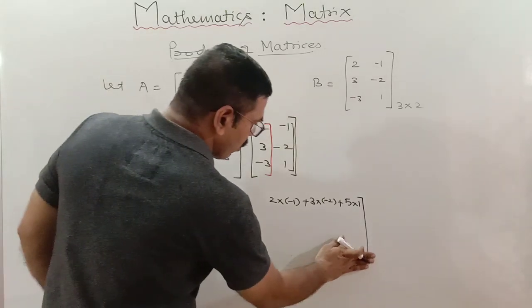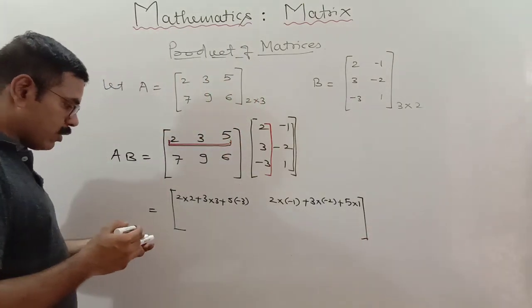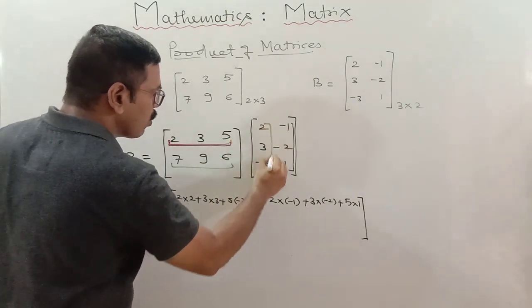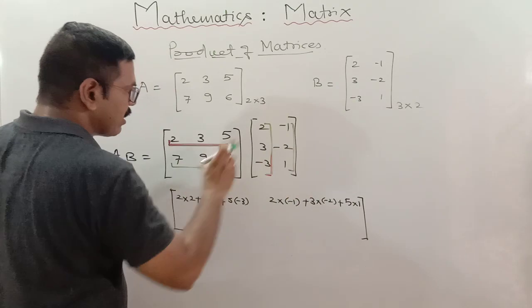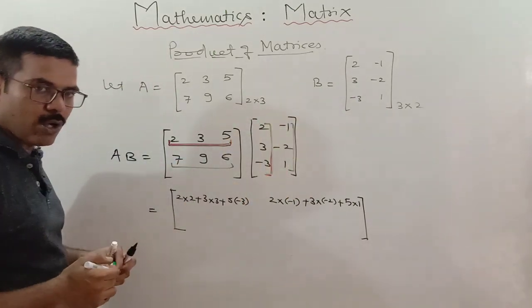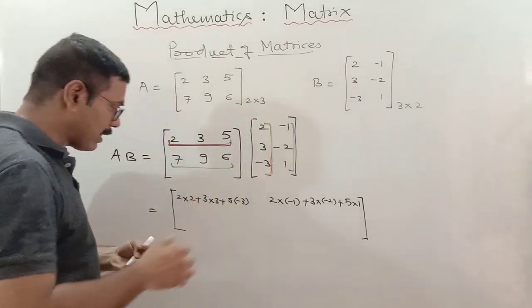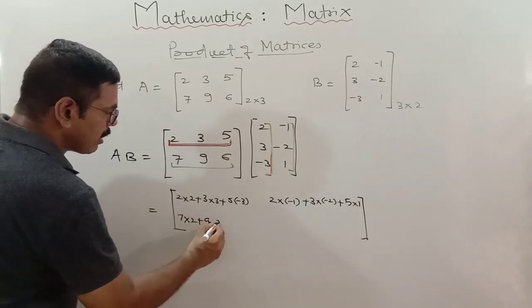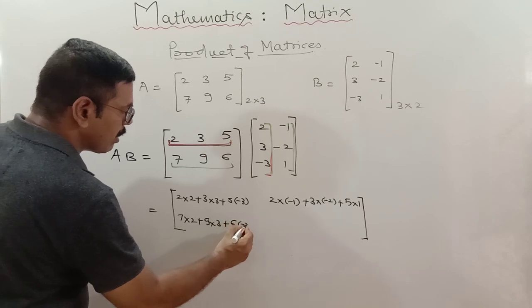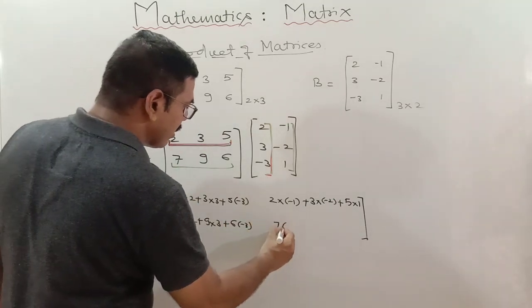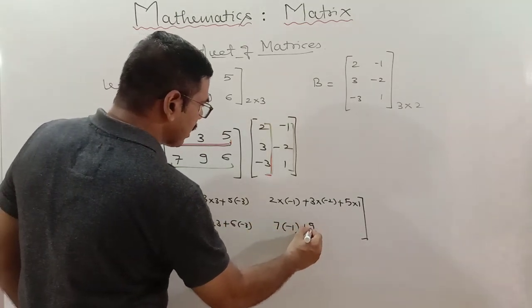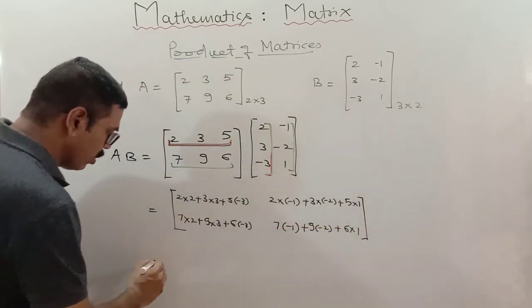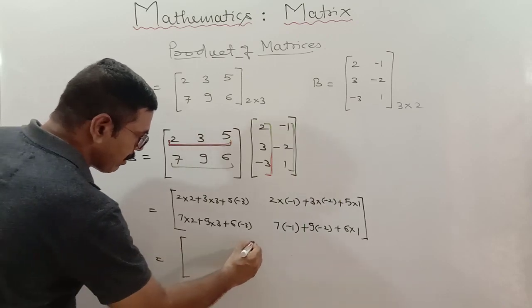Okay, so now we need to determine the second row elements. So they will be determined by the second row with the same multiplication. Very first by this column and then by this column. Row by column, आप याद रखिए बस. 7 is multiplied by 2 plus 9 is multiplied by 3, 6 is multiplied by minus 3. In a similar way 7 is multiplied by minus 1 plus 9 is multiplied by minus 2 and 6 is multiplied by 1. So now we need to solve and determine the final answer.